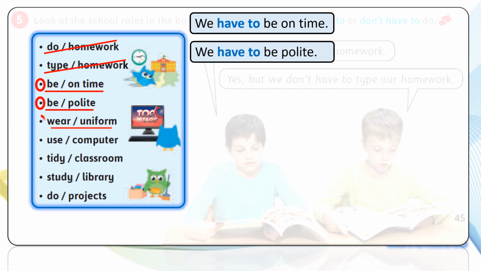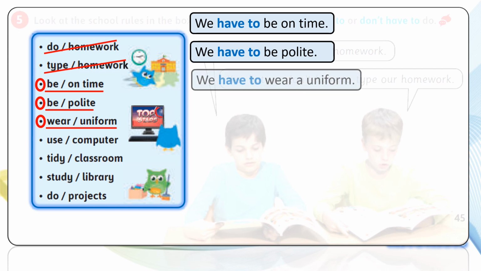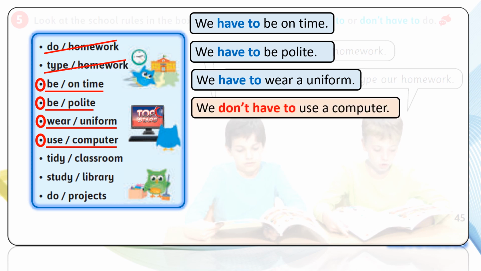Next rule, wear a uniform. Can we wear anything at school? Of course not. We have to wear a uniform. After that, use computer. Do we have to use a computer at school? Of course no, because we can use books. So we don't have to use a computer. It's optional. We can use it or not.